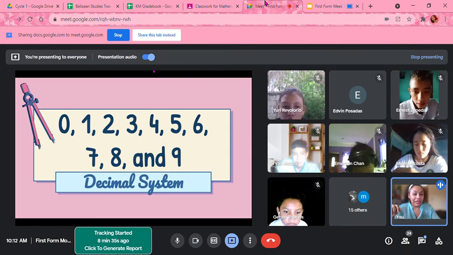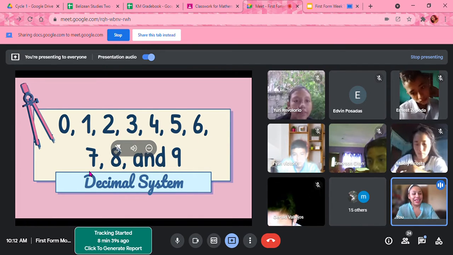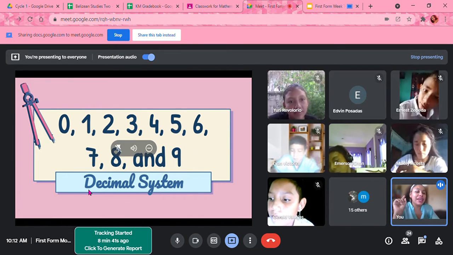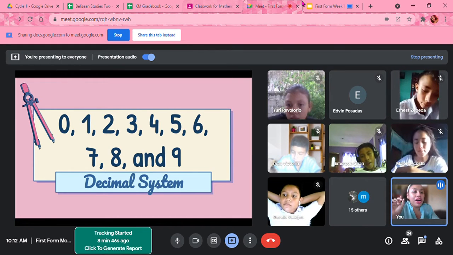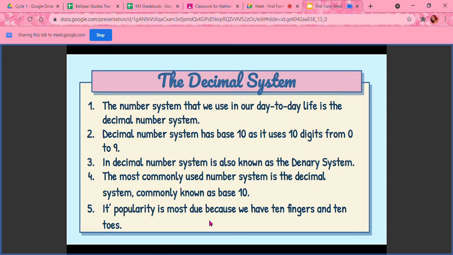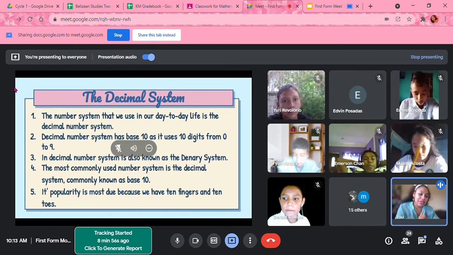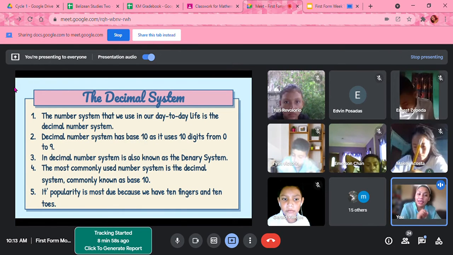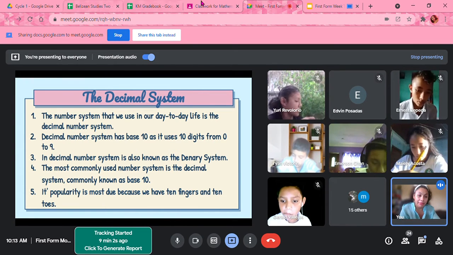And they are right here. 0, 1, 2, 3, 4, 5, 6, 7, 8, and 9. And we call it the decimal system. Another word for the decimal system is denary system. So if you hear me say decimal or you hear me say denary, I'm talking about the same thing. Two different names to talk about the same thing, right?